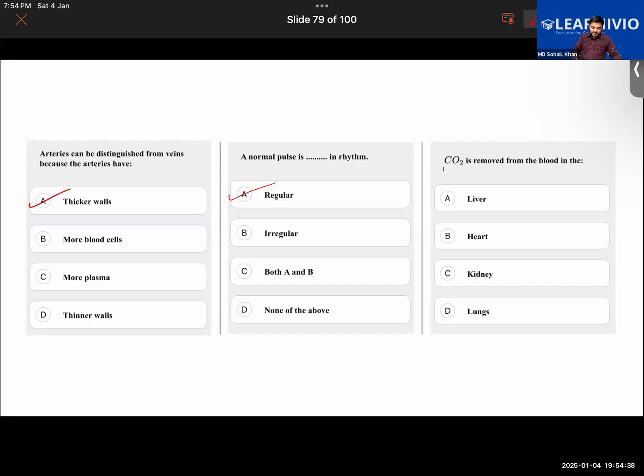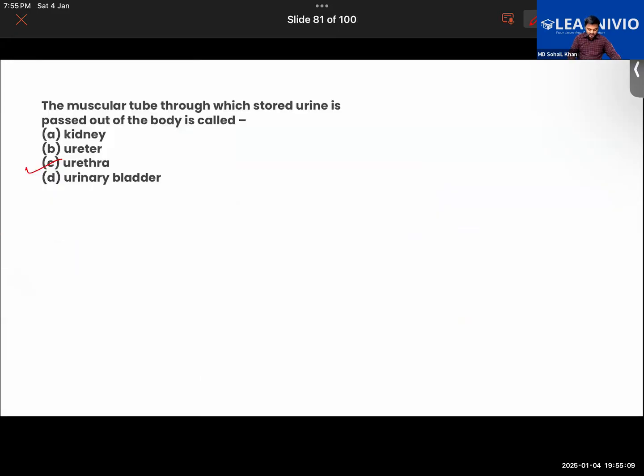CO2 is carbon dioxide. Carbon dioxide is removed from the blood in the kidney. How is it the kidney? No. Carbon dioxide is a gaseous waste, no? The gaseous waste is taken away from the blood in the lungs. Lungs, exactly. That's why the lungs should be sending the deoxygenated blood to the heart, so that carbon dioxide will be removed from it.